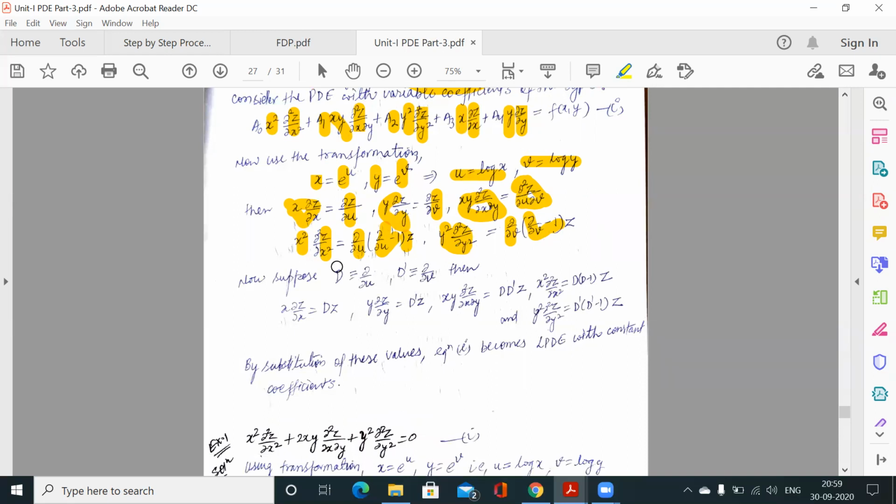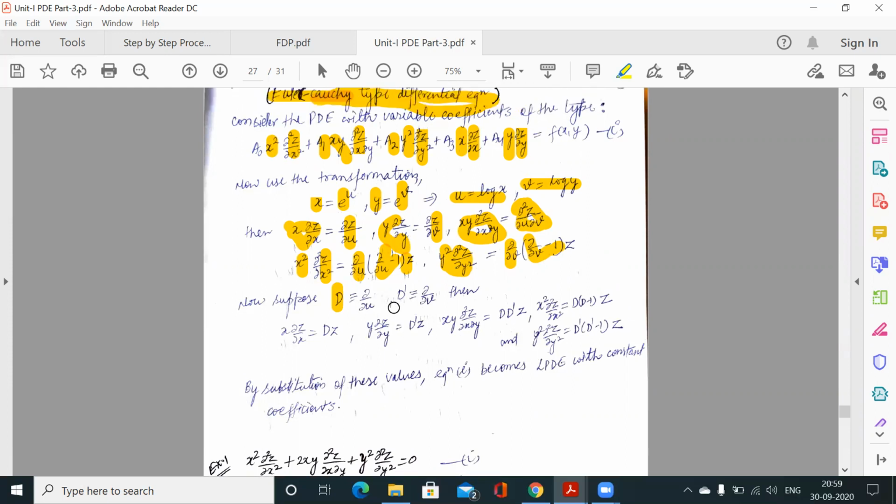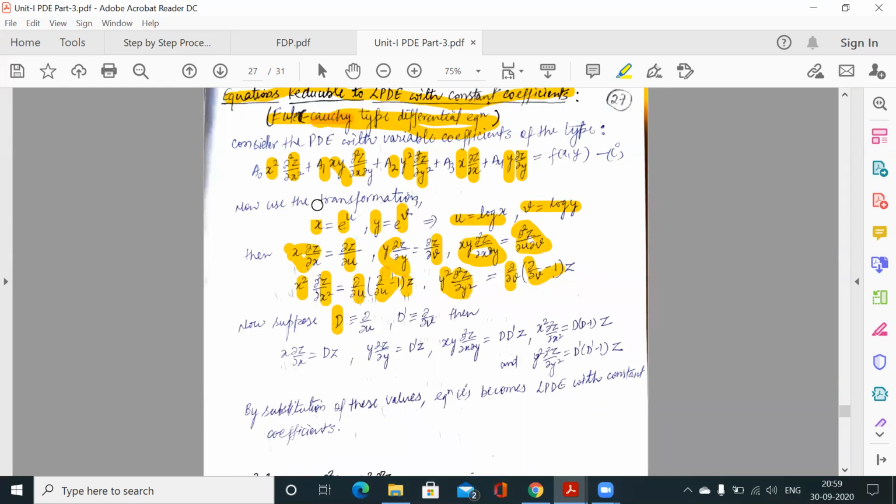Now we cannot assume D for del over del x and D dash for del over del y as before, because we are converting the derivatives here. So now we assume that del over del u is D and del over del v is D dash. Then what would be the transformation? x del z over del x would be equal to del z over del u, so del over del u is D, so this is Dz.